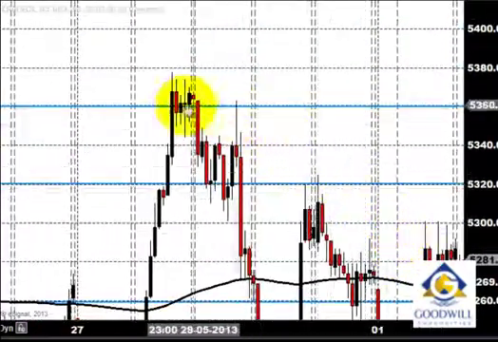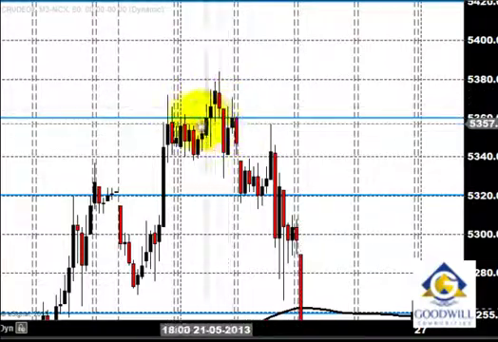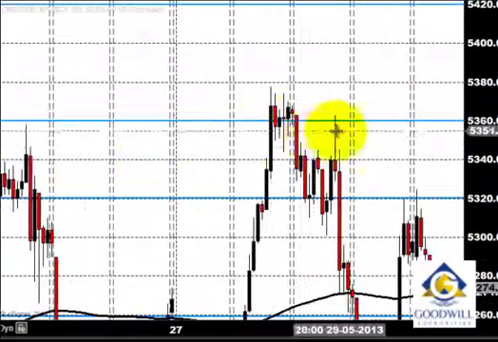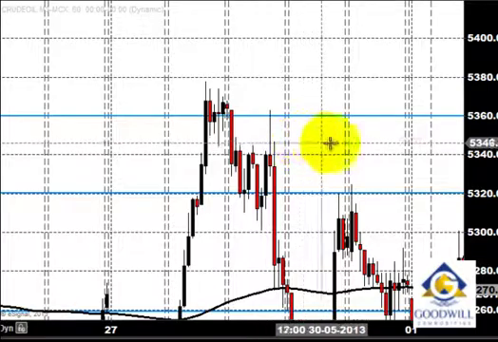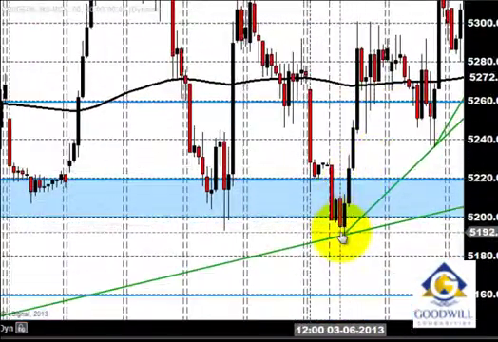At 5,360, the market had formed a double top. It was struggling to break 5,360. So that was the case when the price opened last week Monday.